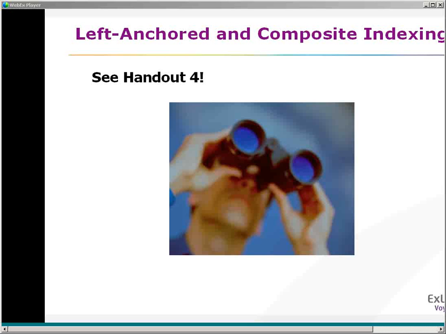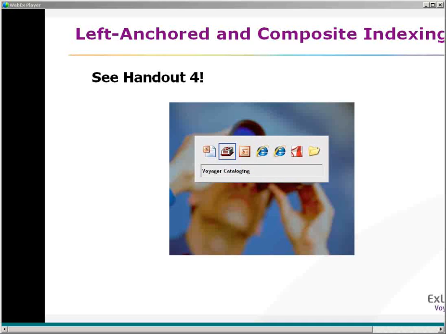Okay, left anchor to composite indexing. Let's talk about how that links together. Handout 4 contains a description of what's searched and retrieved when doing a composite or left anchored search. It provides additional detail that shows the linkages available for you among the different types of systems.